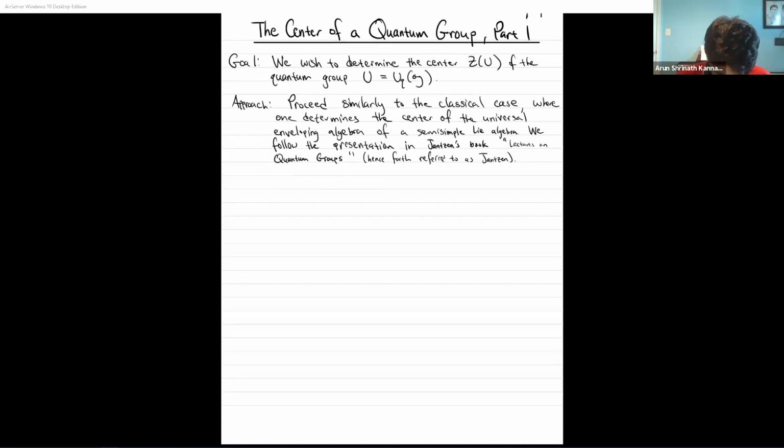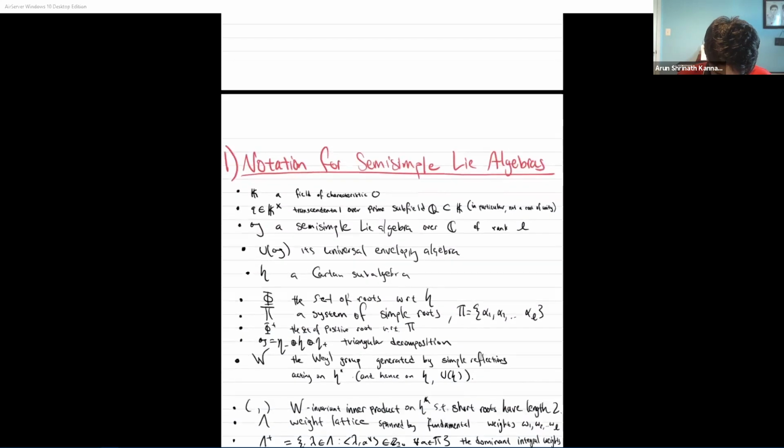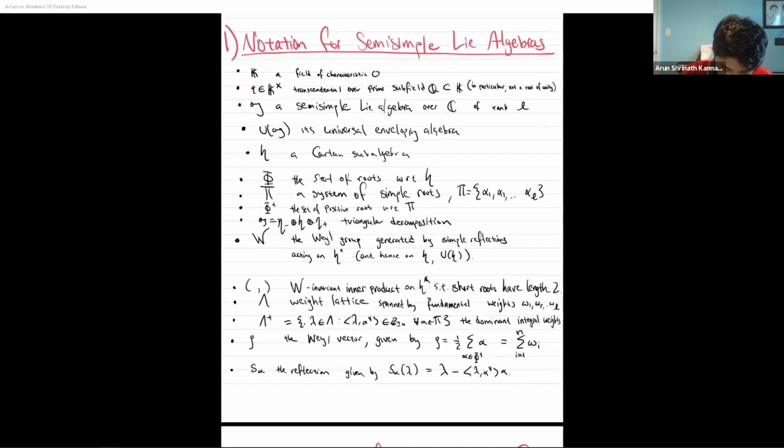Okay, so with that being said, let's just recall some notation from last time about semi-simple Lie algebras. So hopefully this is all familiar stuff. I'm not going to spend too much time here. For the purposes of this talk, we're just going to assume that K is a field of characteristic 0 and q is an element of the group of units of K, and it's transcendental over the prime subfield. This is a technical thing that we'll talk about later, but more importantly, it's not a root of unity. Okay, so g will be a semi-simple Lie algebra over C of rank l.